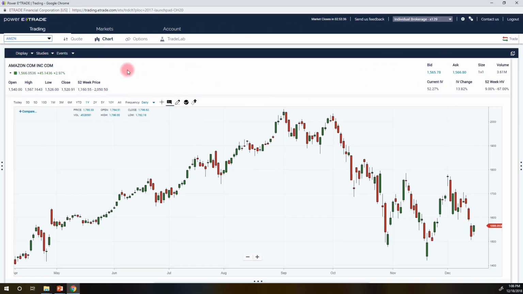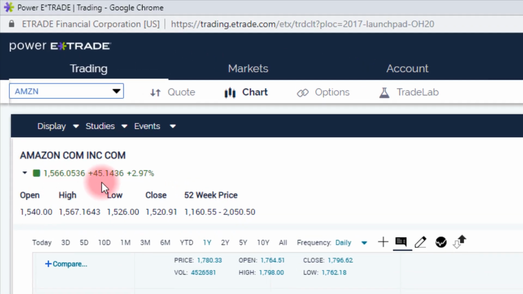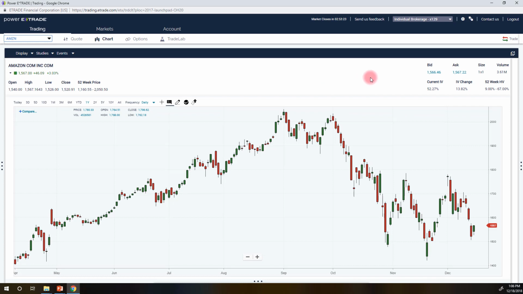So here's the E-Trade platform, and I've chosen Amazon. Amazon's trading at about $15.66, up $0.45, or right, just now jumped to 3%. And most platforms will show you the volatility in a number of places. Now in E-Trade, they have it over here. This is actually not implied volatility. This is the actual volatility at about 52%.